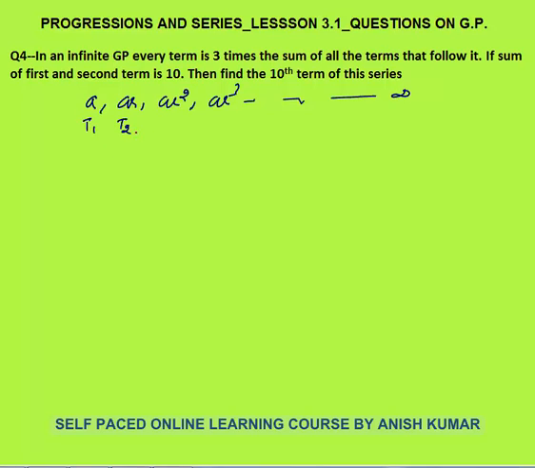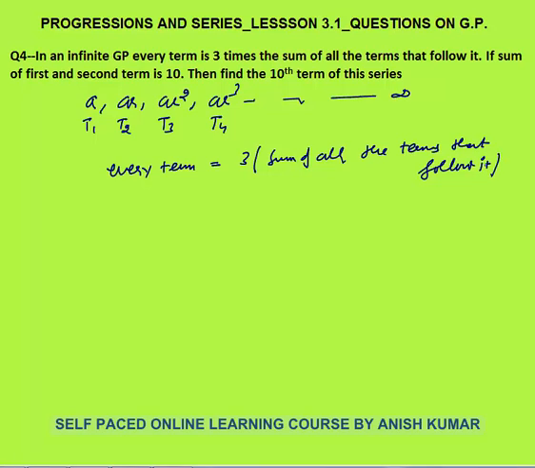This is T1, this is T2, this is T3, this is T4. So the question says that every term is equal to 3 times the sum of all the terms that follow it. That's what the question says. Every term, we can take term number 1. This is 3 times the sum of all the terms that follow the first term.